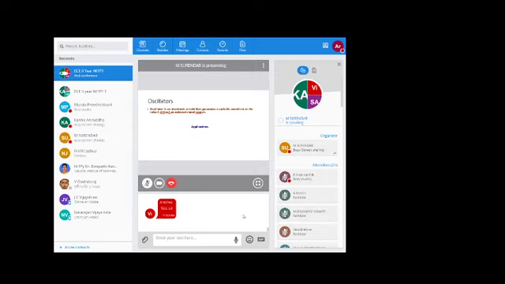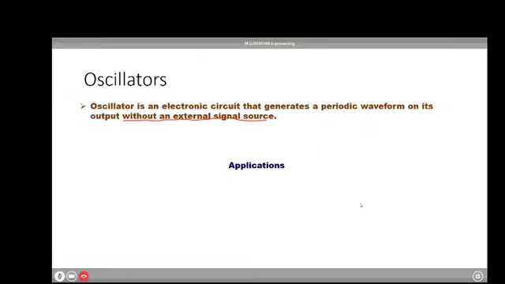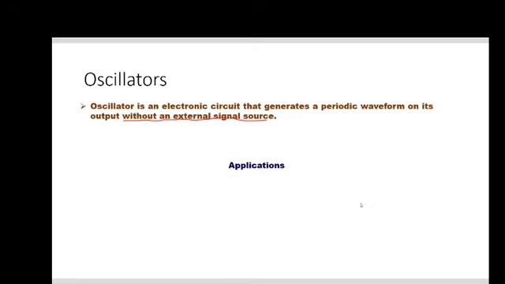In the case of an oscillator, it wants to generate that oscillation itself, so you can't have an input there. Your circuit itself has to generate these oscillations. That is the purpose of the oscillator.